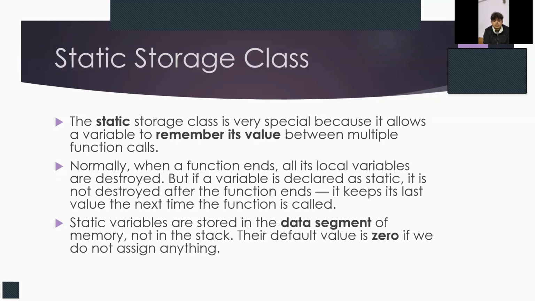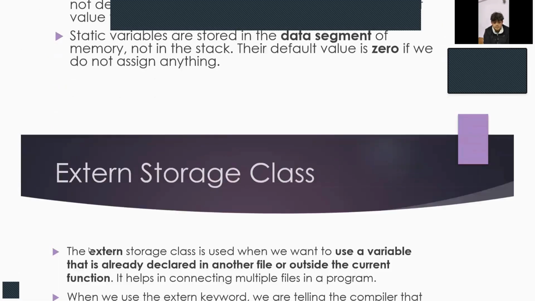Static storage class. The static storage class is very special because it allows a variable to remember its value between multiple function calls. Normally, when a function ends, all its local variables are destroyed, but if a variable is declared as static, it is not destroyed after the function ends. It keeps its last value the next time the function is called. Static variables are stored in the data segment of the memory, not in the stack. Their default value is 0 if we do not assign anything.